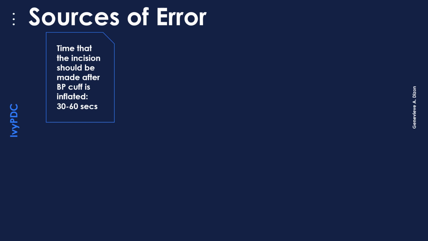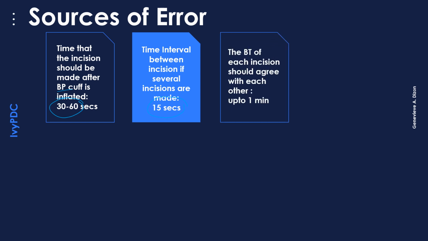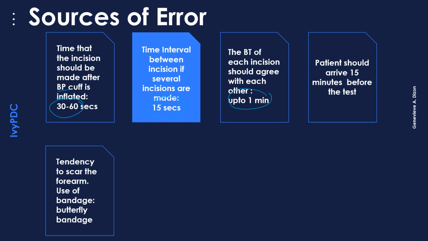These are the common sources of error when performing the IVY method for bleeding time. After the BP cuff is inflated, the incisions should be made within 30 to 60 seconds, and the time interval between the first and the second incision should only be 15 seconds, and the incisions should agree up to 1 minute. The patient should arrive 15 minutes before the test to avoid cold or sweaty extremities.